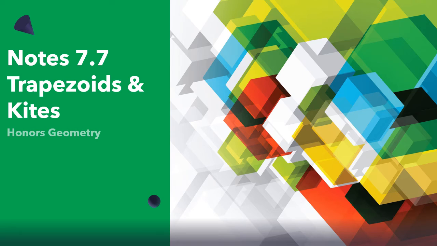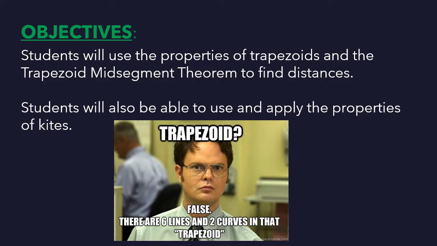All right, welcome. Today we're going to talk about some other special quadrilaterals that are not parallelograms. So we're going to talk about trapezoids and kites. And we are going to use the properties of trapezoids and the trapezoid midsegment theorem to find distances. And students will also be able to use and apply the properties of kites.